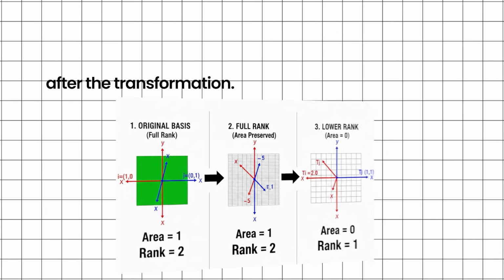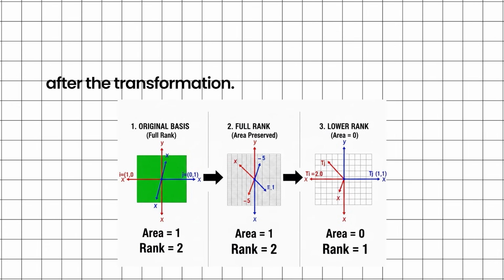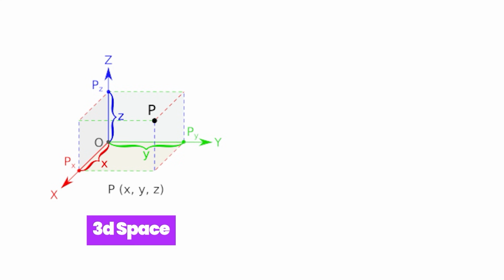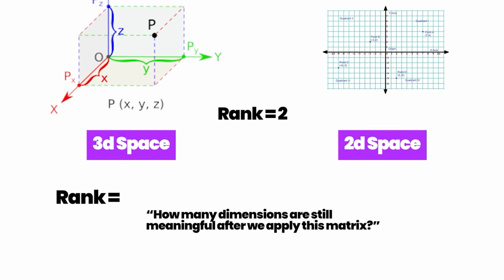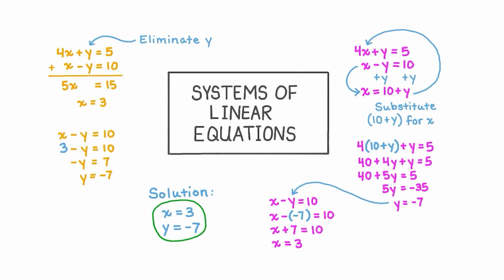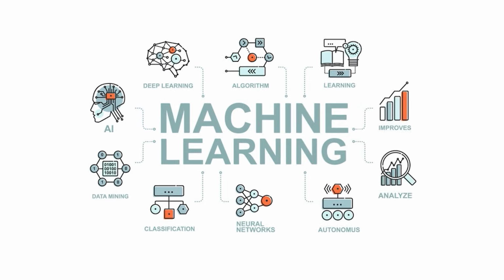Next word, rank. The rank of a matrix tells you how many independent directions survive after the transformation. Full rank, no directions are completely killed. Lower rank, some directions get mapped to 0. Imagine you had a 3D space, but the matrix flattens it onto a 2D plane. Then the rank is 2. So, rank: how many dimensions are still meaningful after we apply this matrix? This shows up everywhere in solving systems of linear equations, in data compression and machine learning.